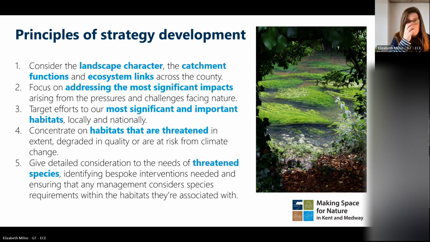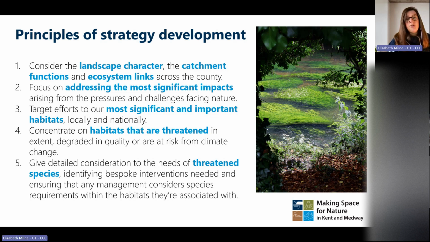We also wanted to target our efforts to the most significant and important habitats, and that applies not just nationally, because we might hold a particular large proportion of that habitat nationally, but also looking at it locally as well. That would be an area of land that's particularly significant nationally, but also a habitat that we have very little of, and we want to make sure that that habitat is in the best condition, the best state it can be, and if possible can be extended and expanded.